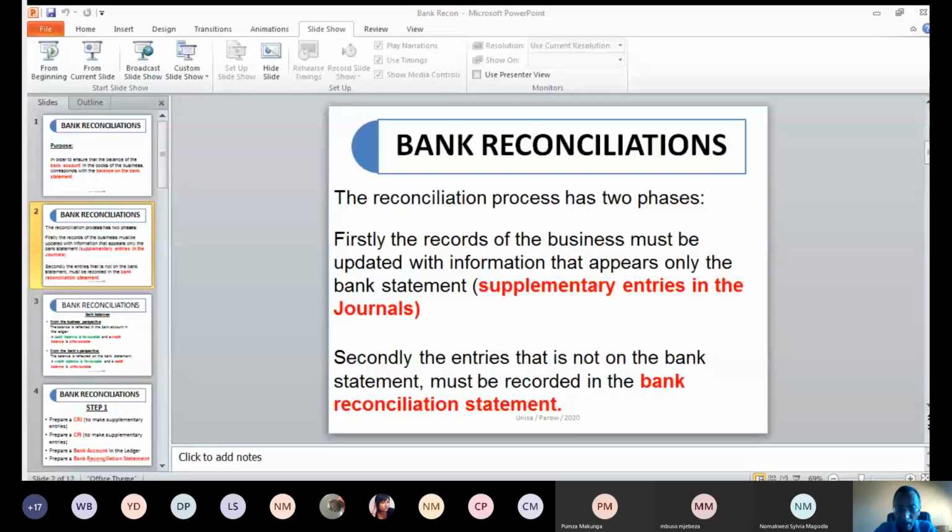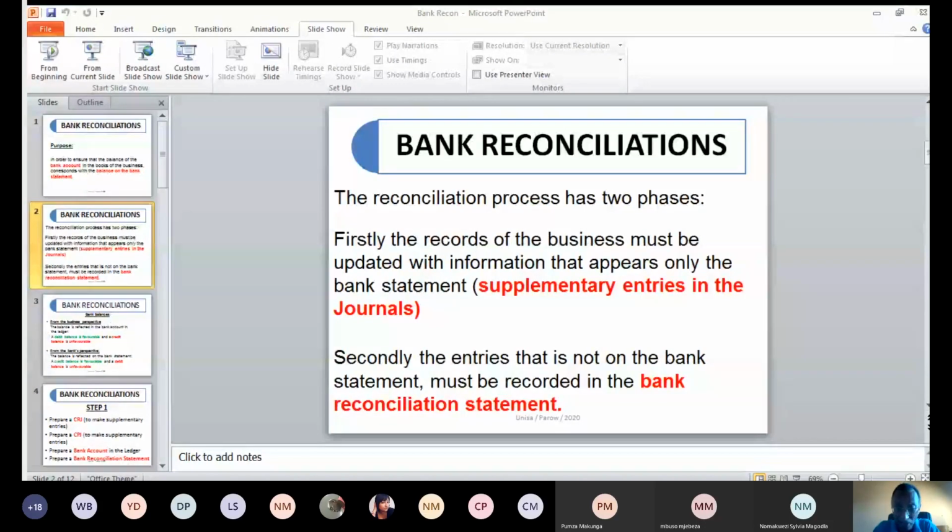However, in your bank account in the ledger, if that balance is credit, it means that bank is classified as a liability. We call that an unfavorable balance. That is an unfavorable balance.